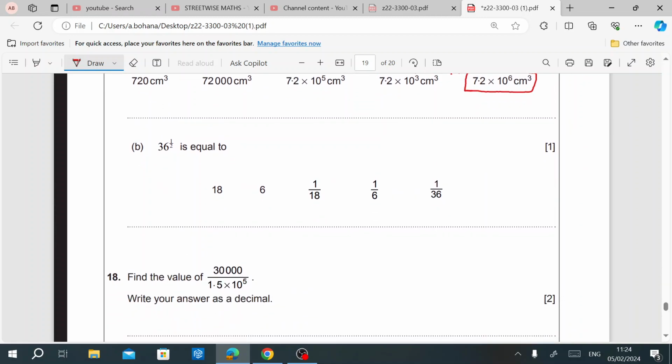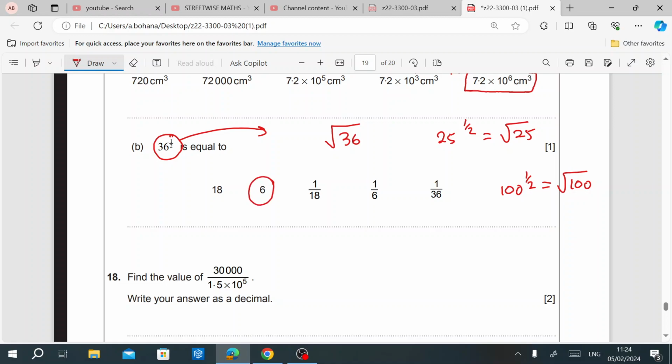36 to the power of a half. Right. Anything to the power of a half basically means square root. So that is the same as saying square root 36. So 25 to the power of a half would be square root 25. 100 to the power of a half is the same as saying square root 100. These are all to do with indices. So what's the square root of 36? 6 times 6 is 36, so the answer is 6.